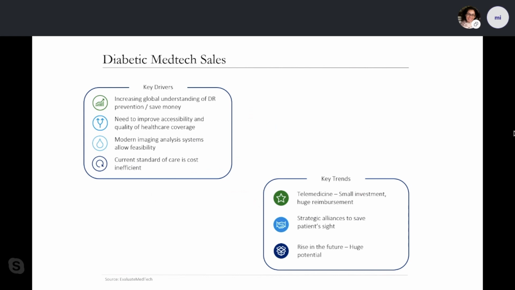So going to the key drivers, Dinale. Yes. So of course there's the current standard of care, which is an ophthalmology exam with dilated pupils. But this does not happen because of the poor coverage in certain areas. On the other hand, we have those modern imaging analysis systems that are very feasible, and they are not expensive today anymore. And telemedicine is rising, especially in ophthalmology, and in telemedicine we need a small investment which can save huge reimbursement. But of course, the main point is not only the money, but the patients in the center here.